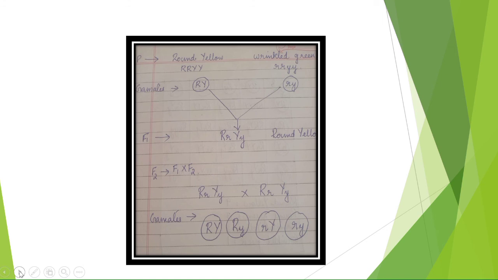This is another example. You can go through this. Here I have taken the example of round and yellow, wrinkled and green. In the same way I have made the gametes, F1 generation, F2, and then the gametes. Then we'll draw the Punnett square and find out the offspring. We'll get the ratio as 9:3:3:1, total of 16 offspring.